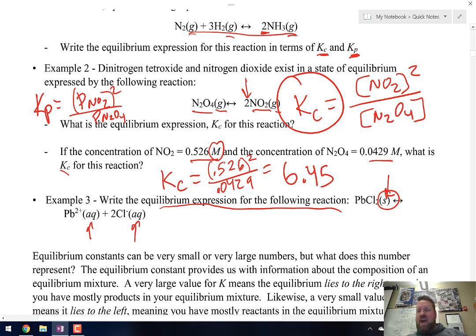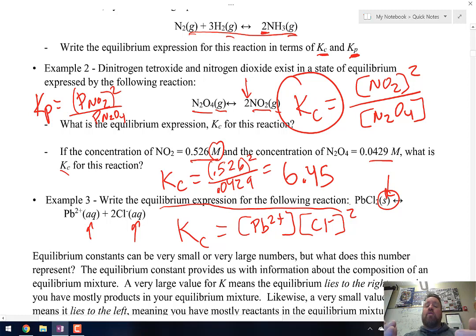So, do I have to write Kc? Could I just write K? You could, but again, I would write Kc. So it's the concentration of the products: the concentration of Pb2+ times the concentration of Cl-, and that is squared. Now that would be over the reactants, but since PbCl2 is a solid, we are not going to include it in our equilibrium constant expression, and so therefore that is the final answer.